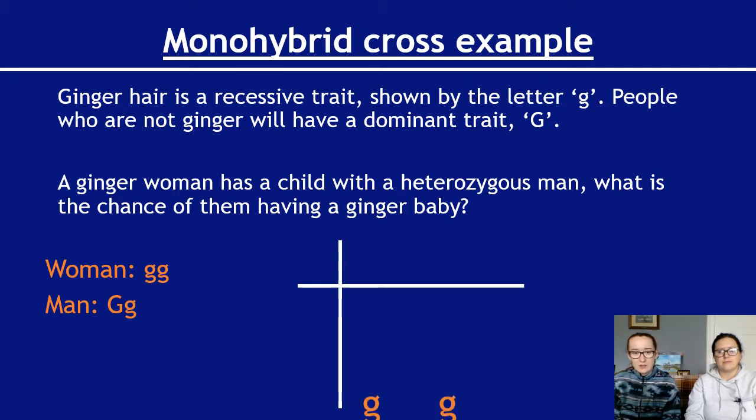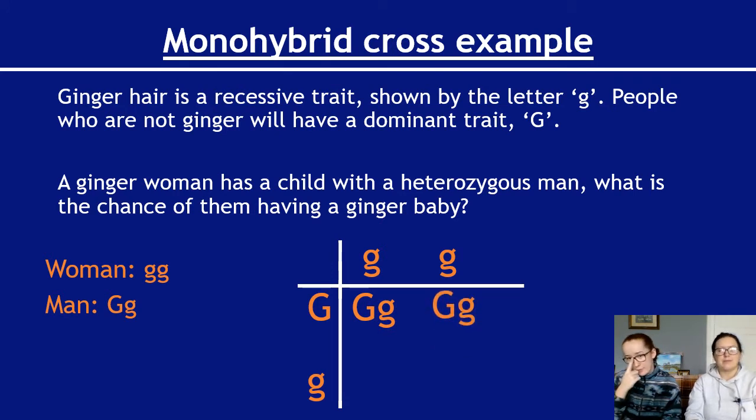So if we put this into our monohybrid cross, we put the woman across the top, so our two little g's, and we put the man down the side, which is our big G and our little g, and we fill that out as we go. The first one shows a heterozygous, so a big G and a little g. Similarly for the next one, big G, little g. Then two homozygous recessive ones will be produced, so little g, little g.